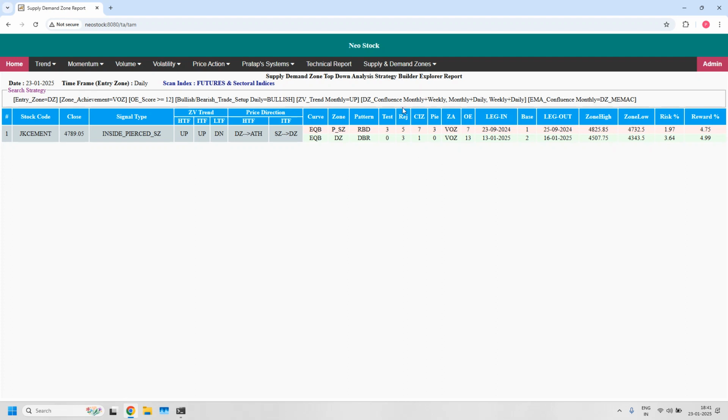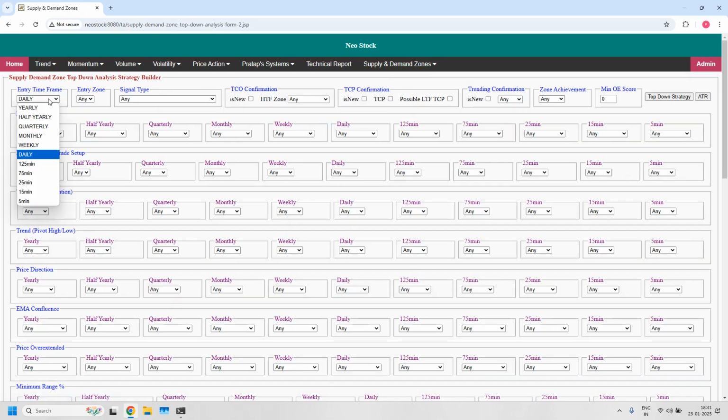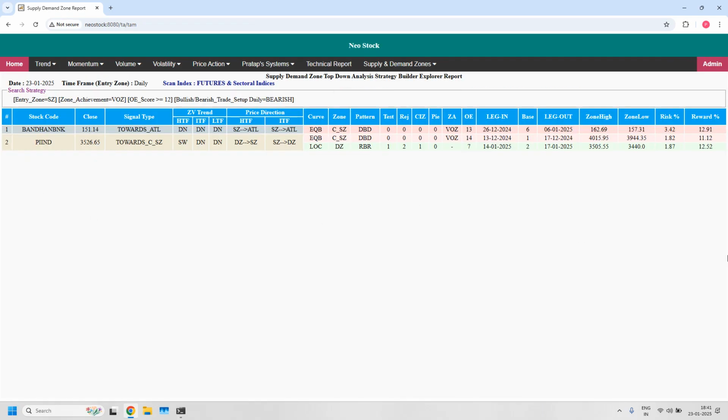Next, bearish trade setup for monthly income trade. Entry time frame daily. Entry zone supply zone. In bullish or bearish trade setup, at entry time frame daily, I am selecting bearish. And the zone achievement should be violated opposing zone. Minimum odd enhancer score 12. Both the filters are applied to daily supply zone. Now let's filter the stocks. We got 2 stocks.